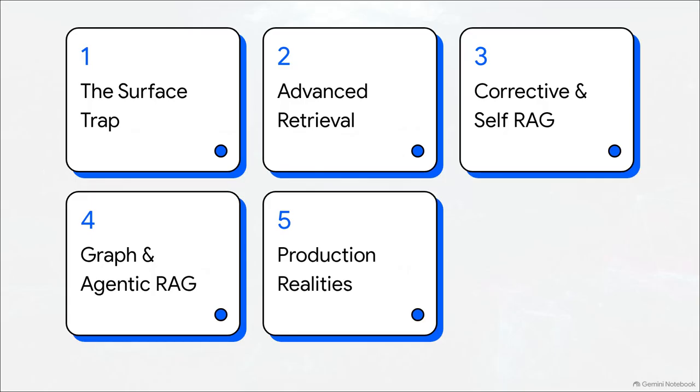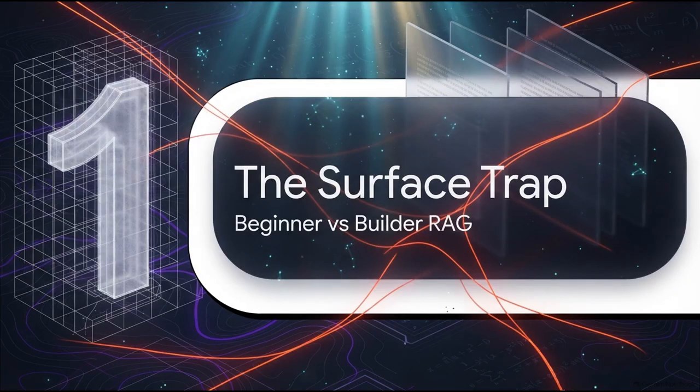Here is our roadmap for today. We'll start with the surface trap, move into advanced retrieval mechanisms, tackle corrective and self-reflective RAG, explore graph and agentic innovation, and finally, tie it all together with the production realities. Part 1. The surface trap.